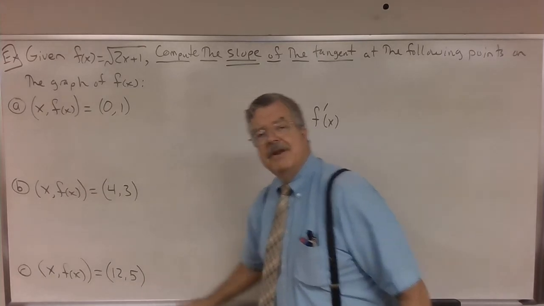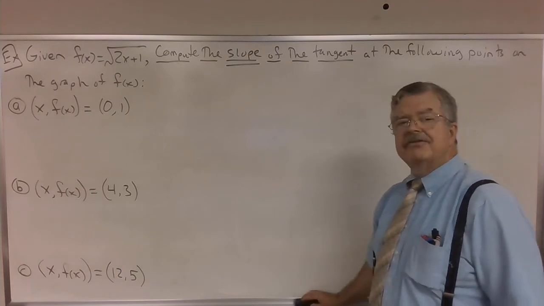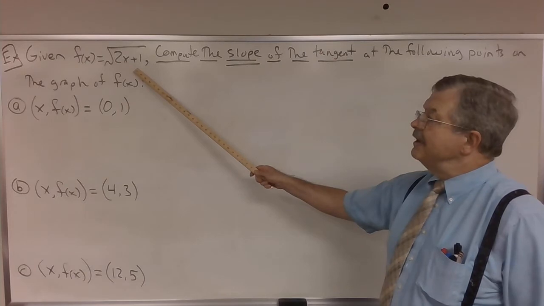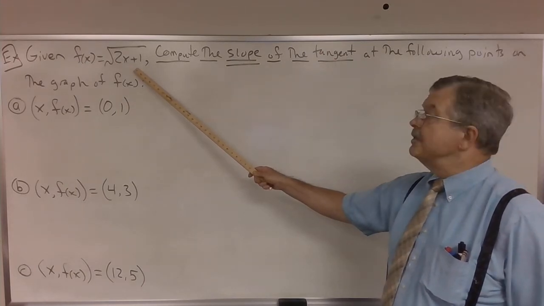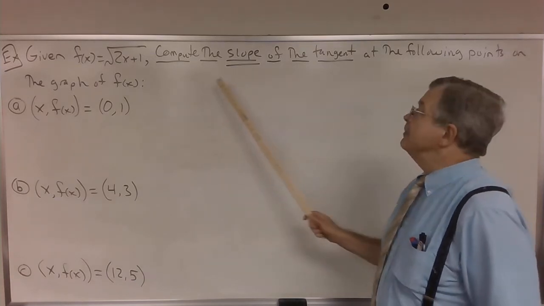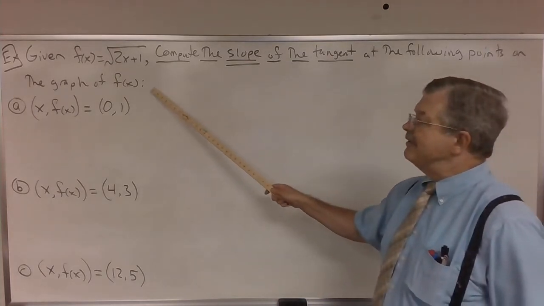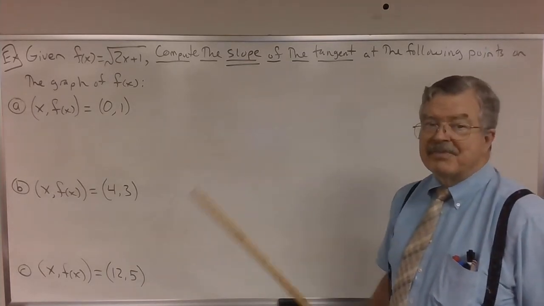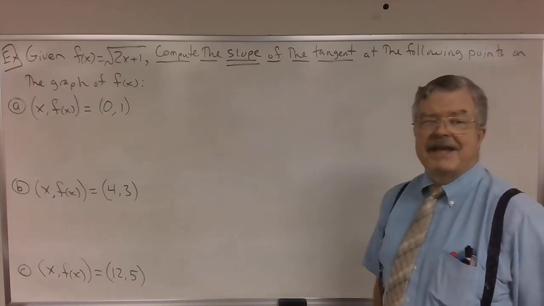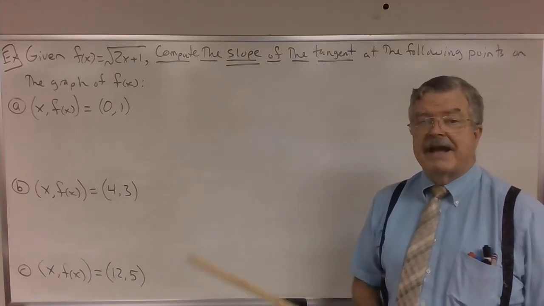And we're going to do another example very much like the one that we did yesterday, just for the sake of reinforcement. Here we're working with the function f of x equals the square root of 2x plus 1. And our instructions are, compute the slope of the tangent at the following points on the graph of f of x. Well, when they say compute the slope of the tangent, immediately we think derivative. And we're exactly right to do that.